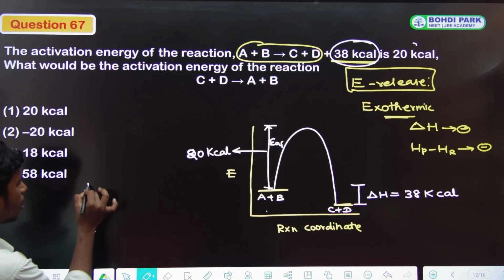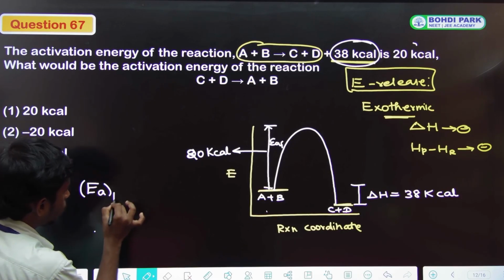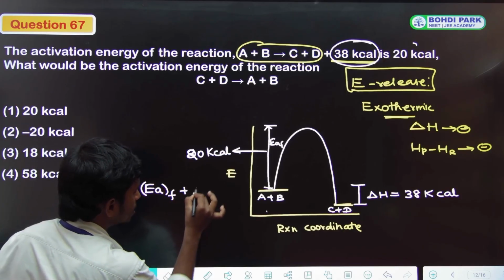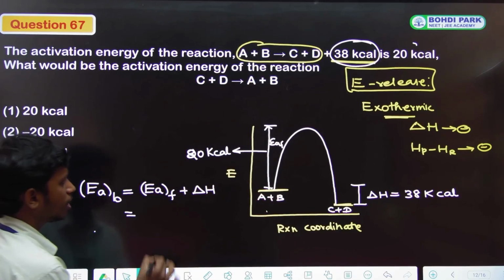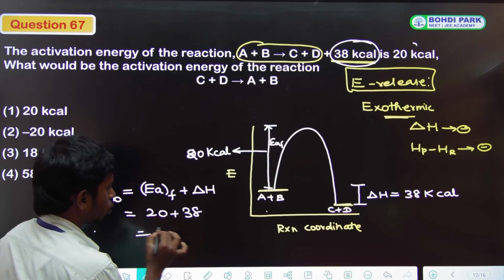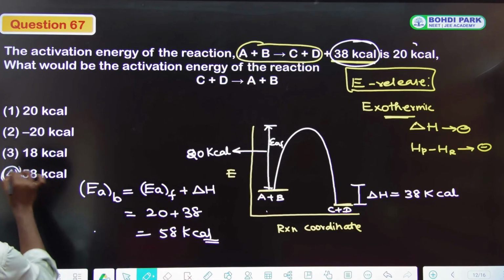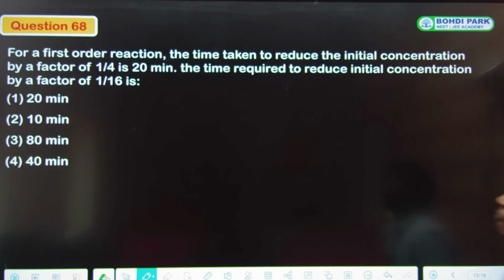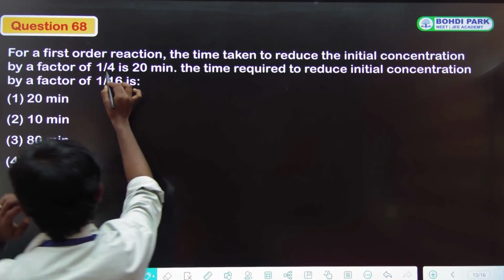So what is the formula for exothermic reaction? The EA of backward reaction is equal to the EA of forward reaction plus delta H value. Okay, delta H value add பண்ணீங்கன்னா உங்களுக்கு value கிடைக்கும். So what is forward reaction? 20 kilocalories. Delta H value 38 kilocalories. என்ன add பண்றோம் அப்படின்னா we are getting 58 kilocalories. Okay, option 4 is our correct answer. Okay, next question. For a first order reaction, the time taken to reduce the initial concentration by factor 1/4.